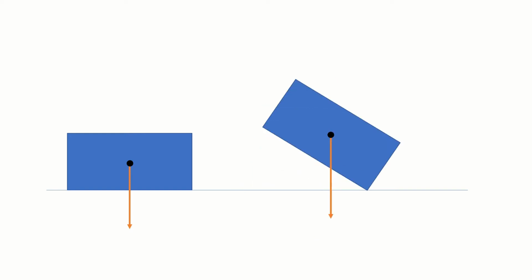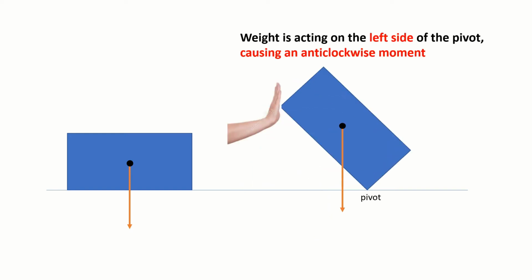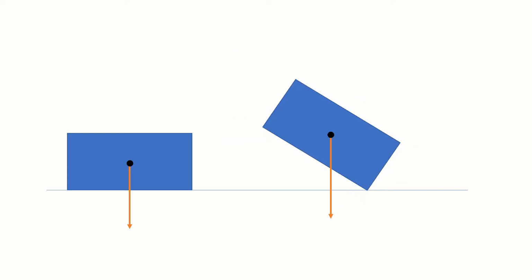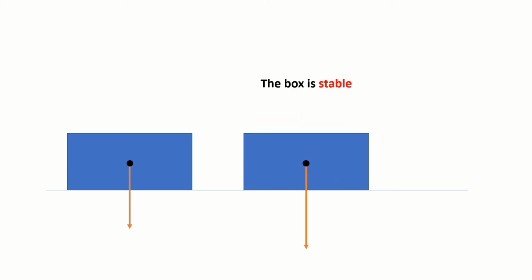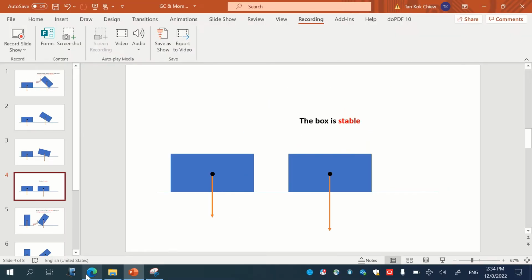Let me go back again and show. When the hand let go, the line of action of the weight will continue to pull it down, causing an anti-clockwise moment to cause the box to return back to the original position. That's why I put this side by side to let you see that original position A is lying horizontally on the floor this way, or on the table. So it has come back to the original position after tilting. So we say the box is stable. Let me come out of this again and go back to the notes.